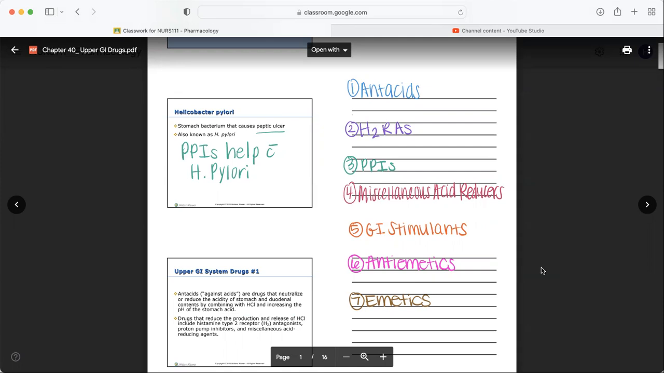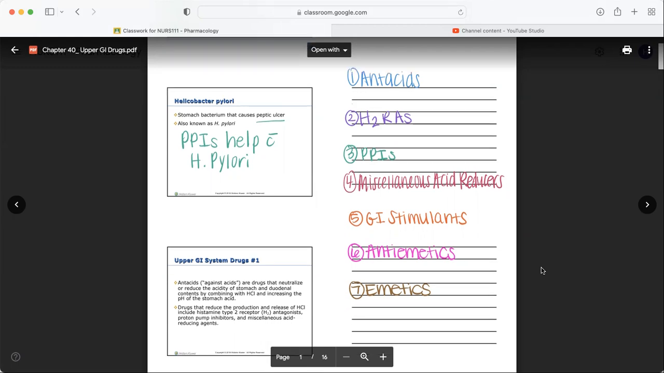H. pylori is a bacteria that grows in the tummy and in the first part of the small intestine, known as the duodenum, and it can cause something called peptic ulcer when it gets out of control. H. pylori can cause peptic ulcer disease. We know that a lot of different medications, H2RAs, PPIs, and antacids, can help H. pylori bacteria, but they can't treat it. Only antibiotics can treat it since it's a bacteria.